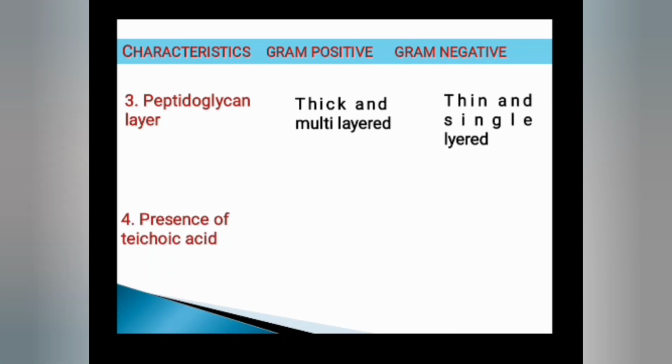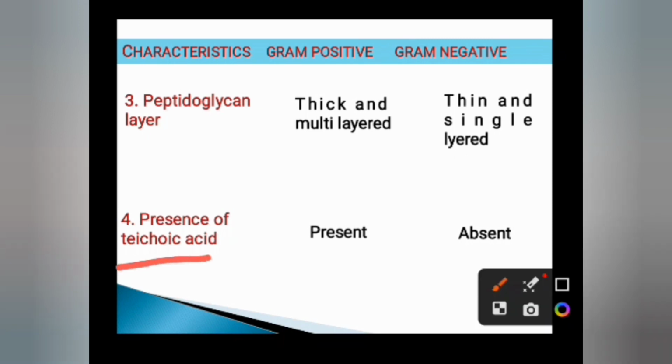Now the presence of teichoic acid. Teichoic acid is present in gram-positive bacteria. In gram-negative bacteria, it is absent. Teichoic acid is basically an acidic polymer of ribitol phosphate or glycerol phosphate. It gives the bacteria a negative charge. When this teichoic acid is attached to the plasma membrane, it is known as lipoteichoic acid.